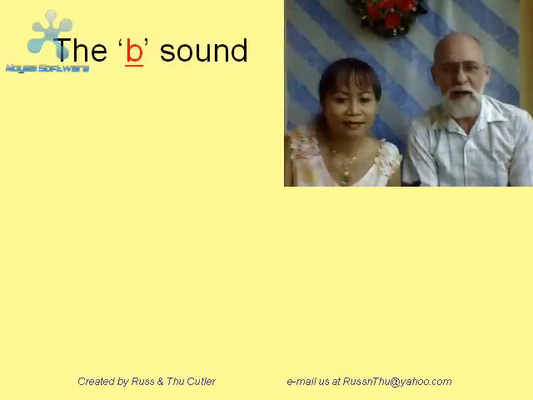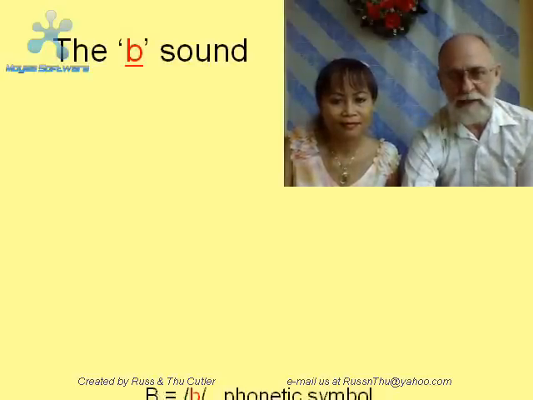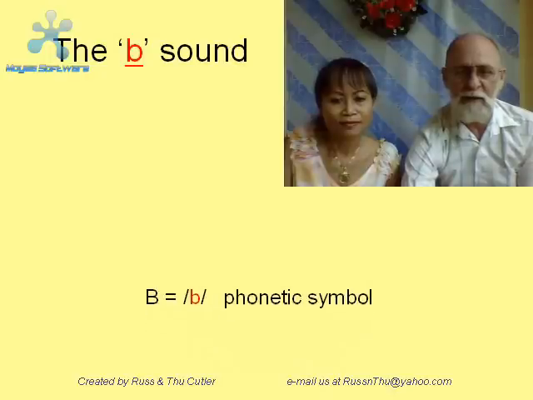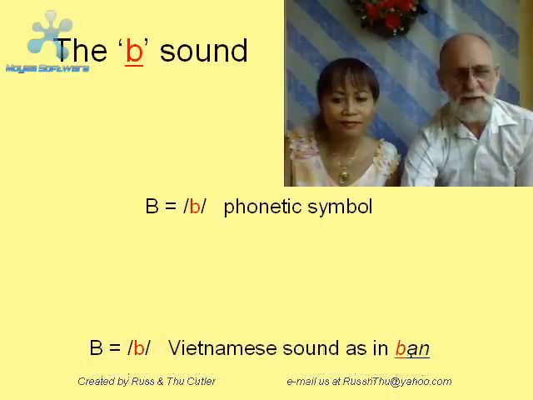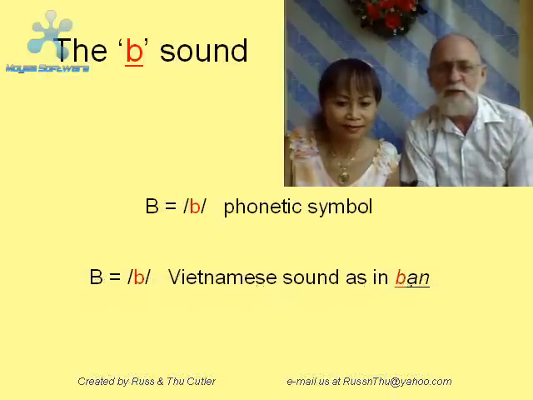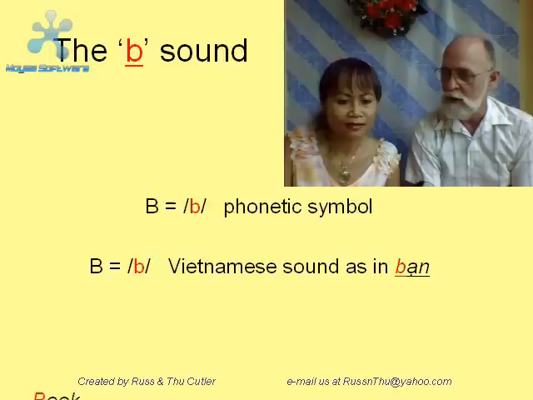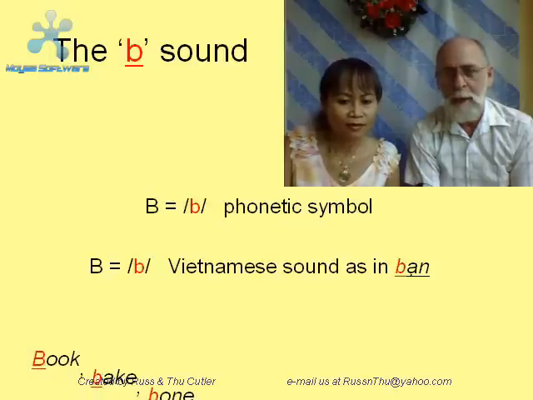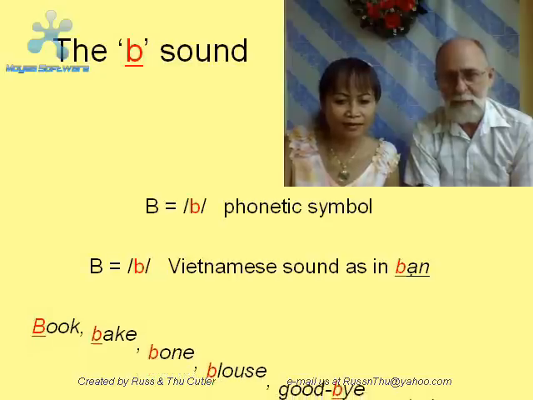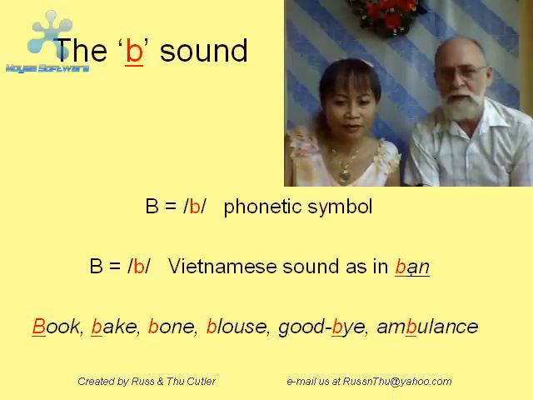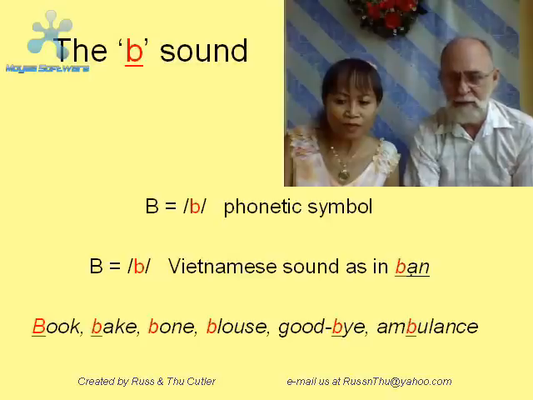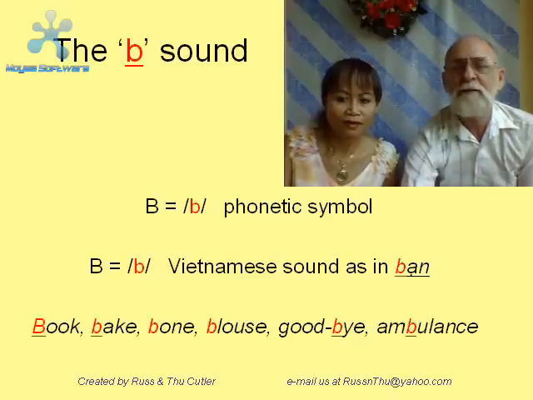Okay, on this slide we have the B words. Of course, the sound of B, same as in Vietnamese. So these words should be easy. So say these words after me. Book. Bake. Bone. Blouse. Goodbye. Ambulance. Pretty good.